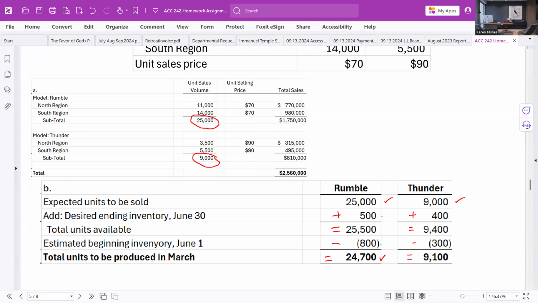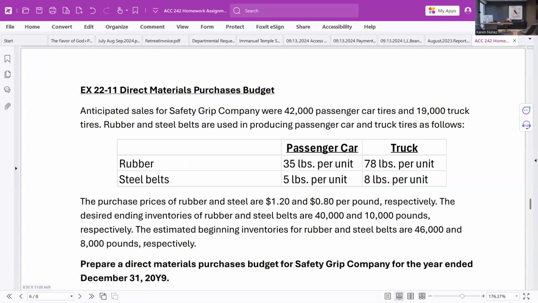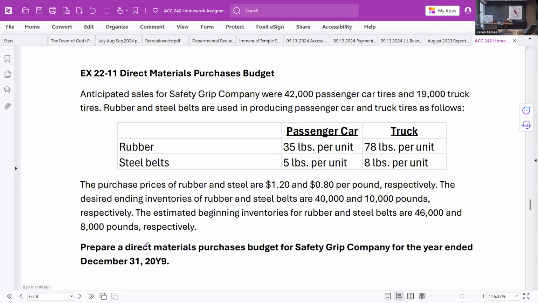Okay, so let's take a look now at exercise 22-11, which is the materials purchases budget. So now we get another look at materials purchases. We looked at that a little while ago, but now we have an extended example, kind of like the one we did in the illustration problem in the lecture.